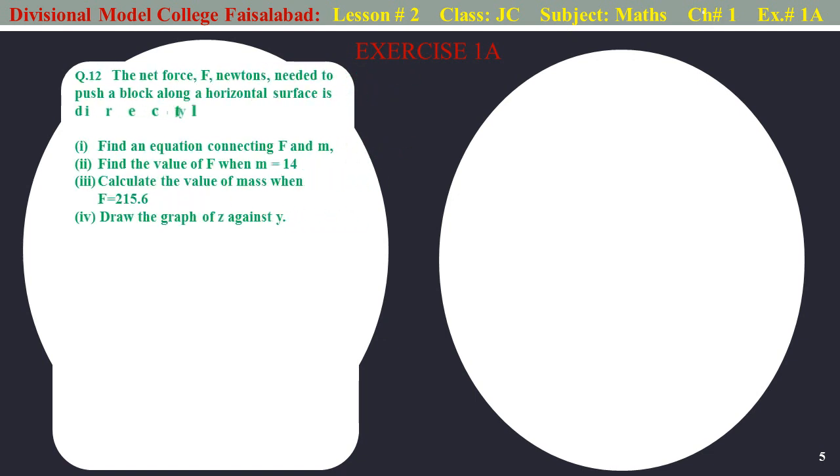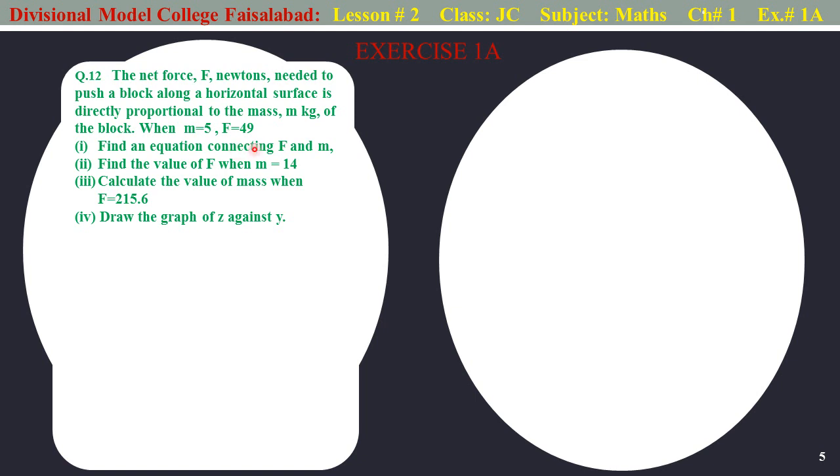This is question number 12. In this question, again the statement is about a couple of quantities where the letters are changed. So the rest of the work will be the same. Net force F newton needed to push a block along a horizontal surface is directly proportional to the mass m kilogram. So F is directly proportional to m, and these values of m and F are given. You are asked to find an equation connecting F and m.